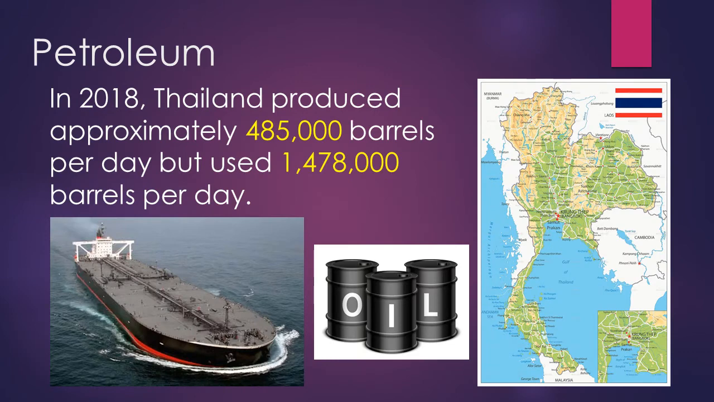Now, if we look specifically at Thailand here, in 2018, Thailand produced approximately 485,000 barrels of oil from deep below the earth. But the country used 1,478,000 barrels per day. So Thailand is generating quite a lot of barrels per day, but using 3 times as much. So they're also importing, or bringing in, oil to use.